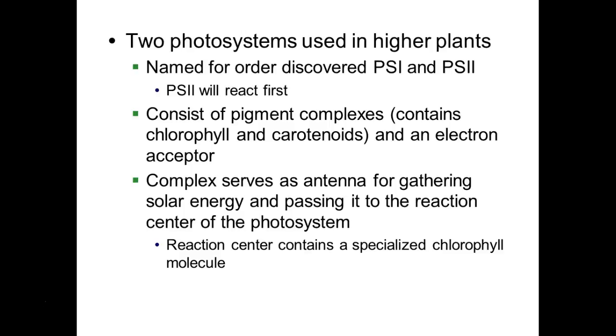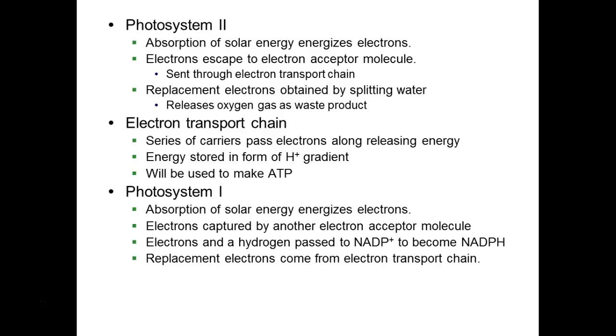It sends that energy to the center of the group. That's the reaction center. And the reaction center chlorophyll molecule, which is a specialized chlorophyll molecule, gets so excited that it loses 2 electrons. These electrons then are going to be passed to that electron acceptor. So photosystem 2 acts first. It absorbs solar energy and energizes electrons.